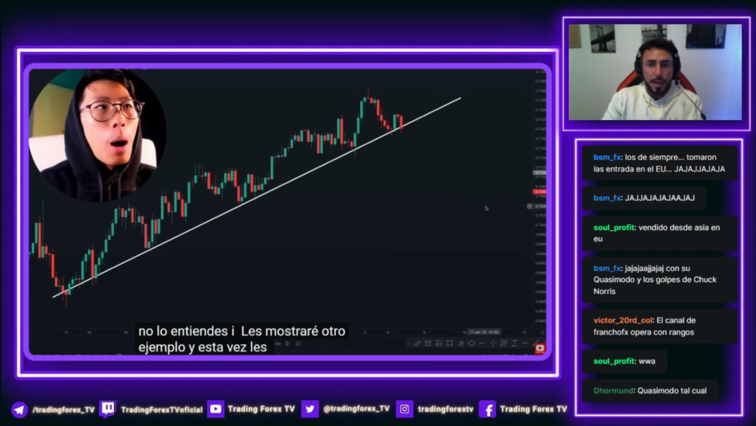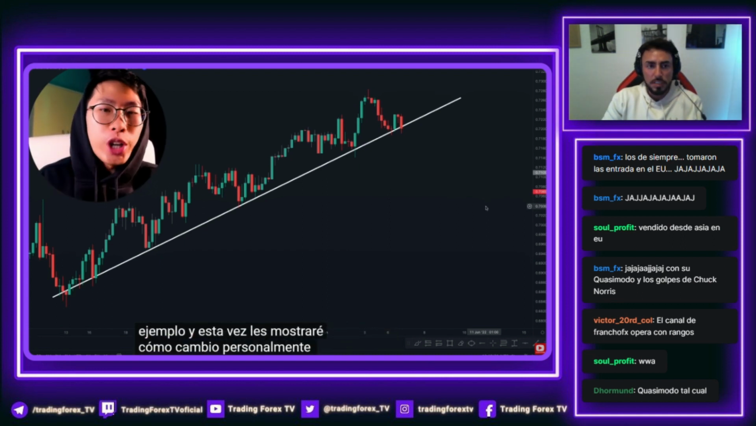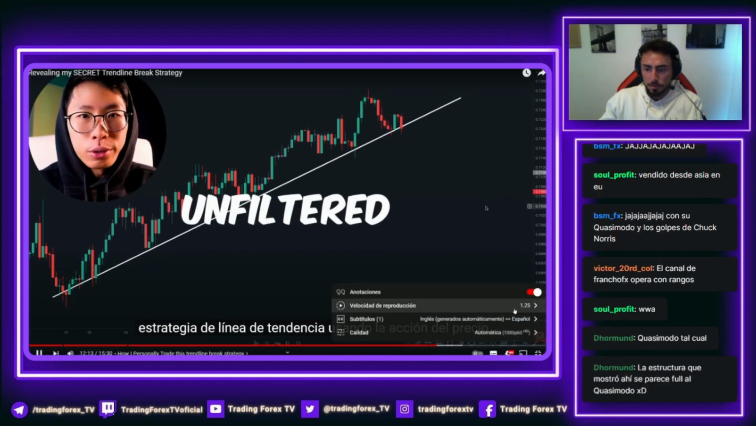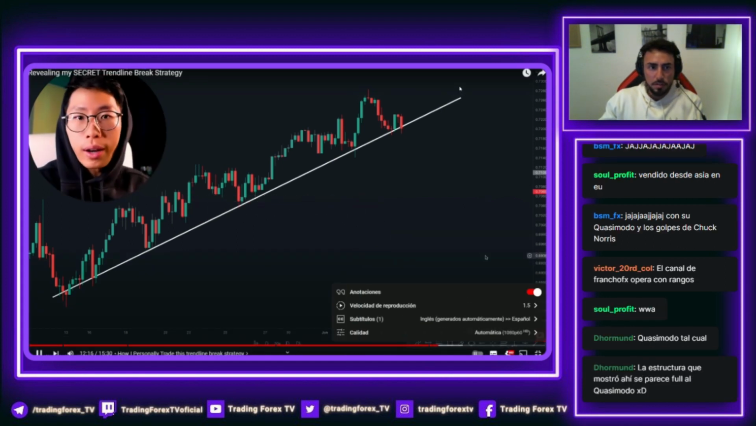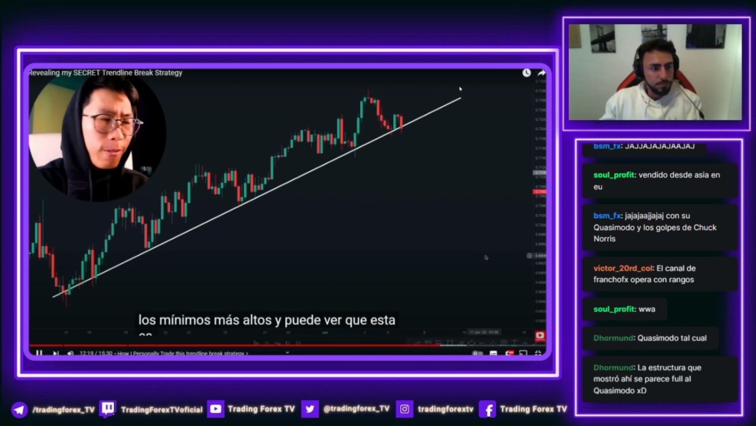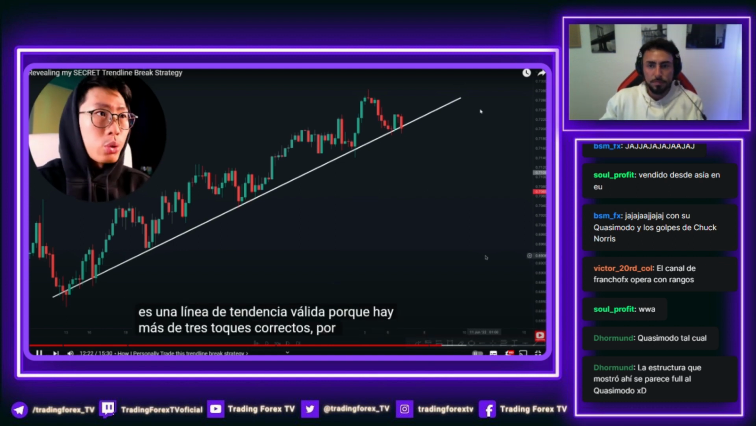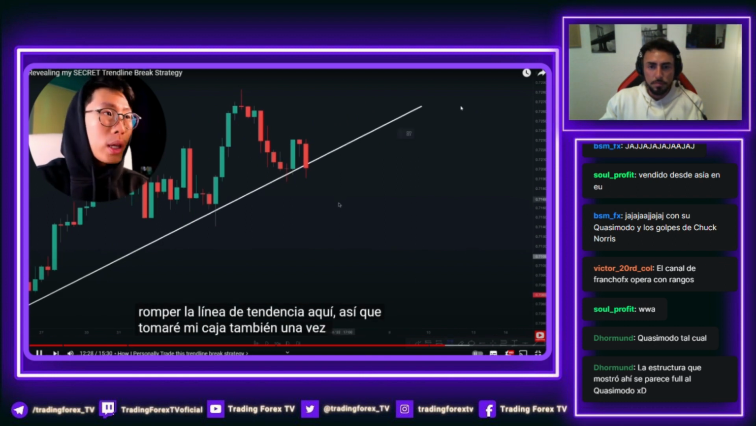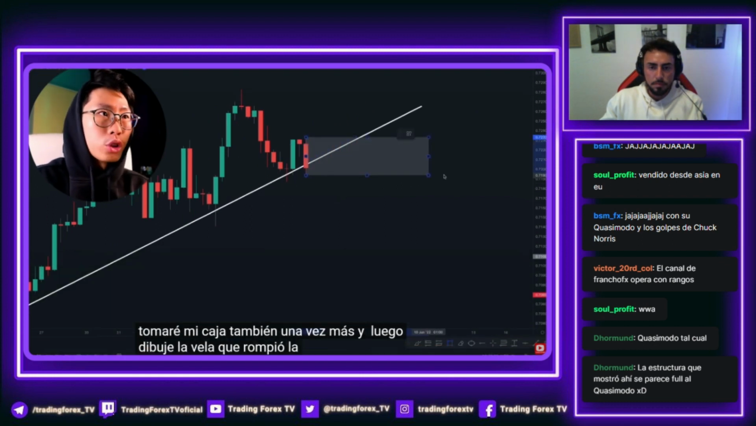And this time, I'm going to show you guys how I personally trade this trendline strategy using price action. This is going to be totally unfiltered. So once again, this is the uptrend. So you want to draw your trendline connecting all the higher lows. And you can see this is a valid trendline because there are more than 3 touches, right? So at this point of time, price has just broken out of the trendline right here. So I'll just take my box tool once again and then draw the candle that broke out of the trendline, which is this candle right here.